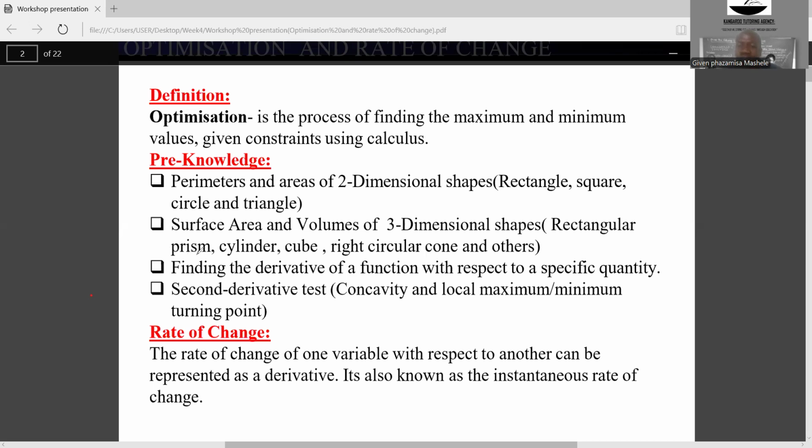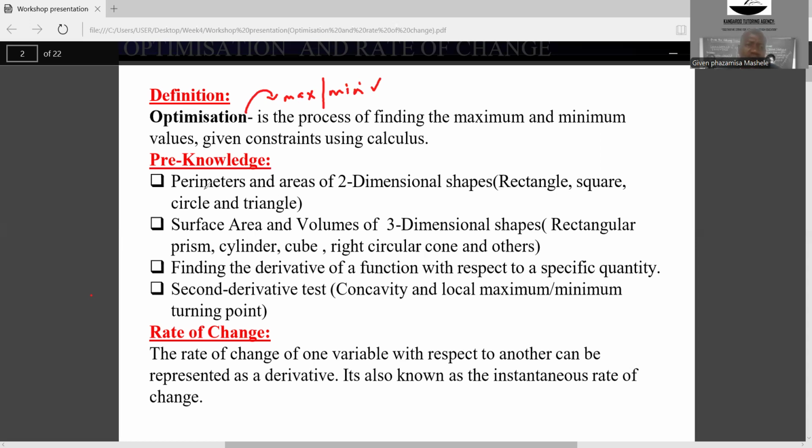Optimization is the process of finding the maximum and the minimum value when given constraints using calculus. So in other words, when we are dealing with optimization, we actually want to maximize or minimize a function given its constraints. This is what you need to understand when we're dealing with optimization. It has to do with maximization or minimization.